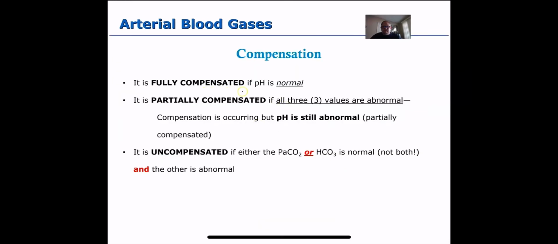Remember, if it's fully compensated, your pH is normal. If it's partially compensated, all three values are abnormal: your pH, your bicarb, and your CO2 are all out of range. And if it's uncompensated, then usually your pH is out of range, and either your bicarb or CO2 is out of range but the other one is normal. That's basically saying you're in a metabolic or respiratory acidosis or alkalosis, and the other side is just chilling out and not doing anything to fix it.